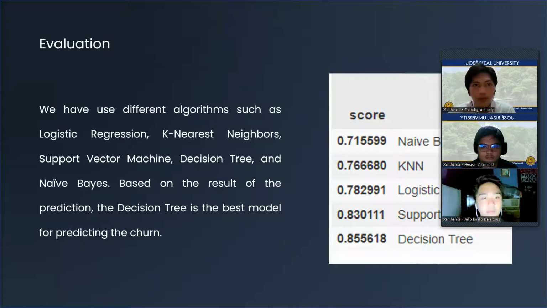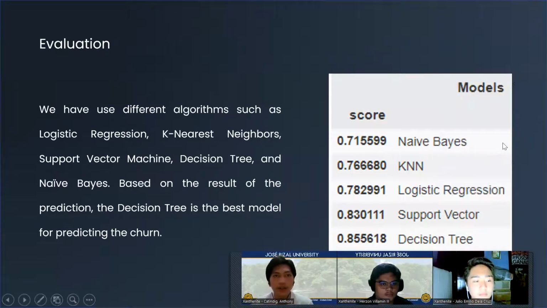So we have used different algorithms such as logistic regression, k-nearest neighbors, support vector machine, decision tree, and naive Bayes. Based on the result of the prediction on those models, the decision tree is the best model for predicting the churn, having an 85% accuracy score.